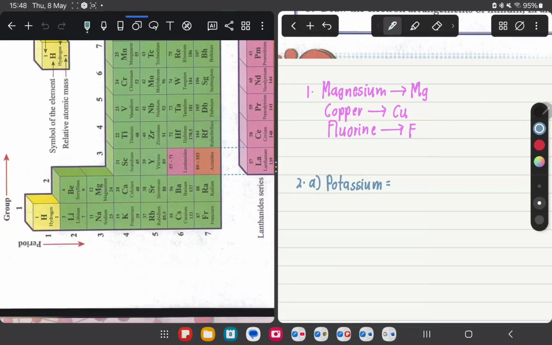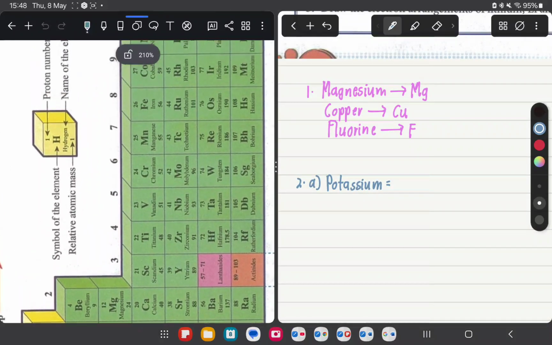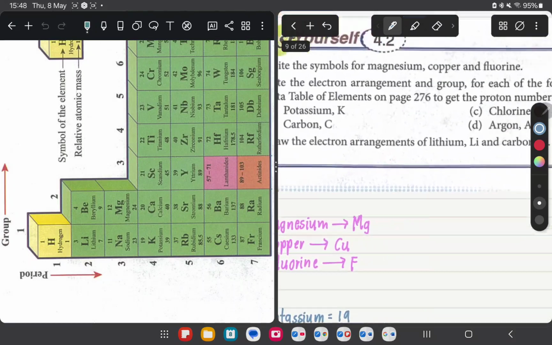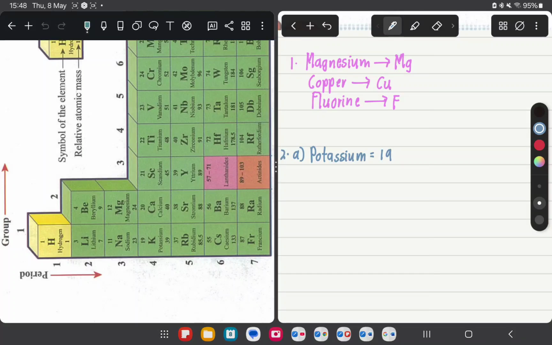Okay, so potassium is in group 1, if I'm not mistaken. Yes, the number is proton number, which is 19. Okay, so 19 means the proton number is 19, so the number of electrons is also 19. Okay, then the electron arrangement. Okay, let's do the electron arrangement.